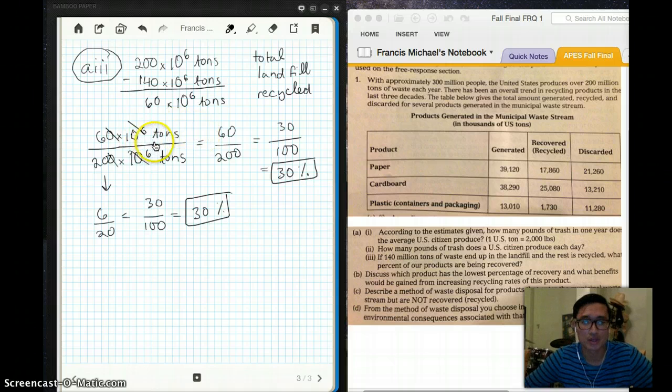All right, so that kind of completes part A for free response question 1. I'm going to do one more math question, and that's for, I believe, the later free response questions. It might be 3 or 4.